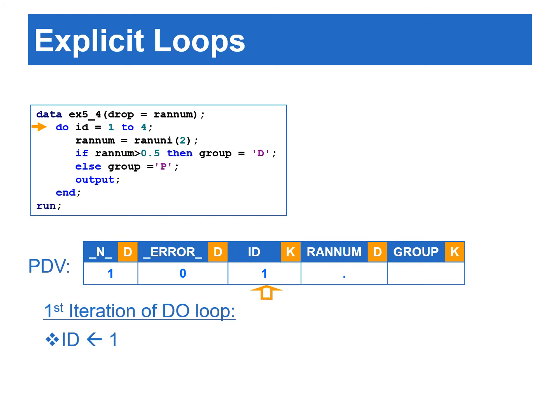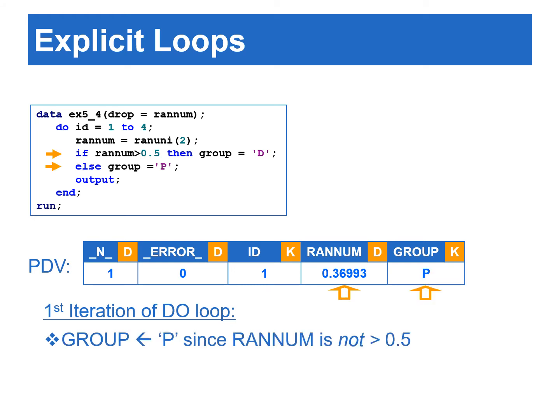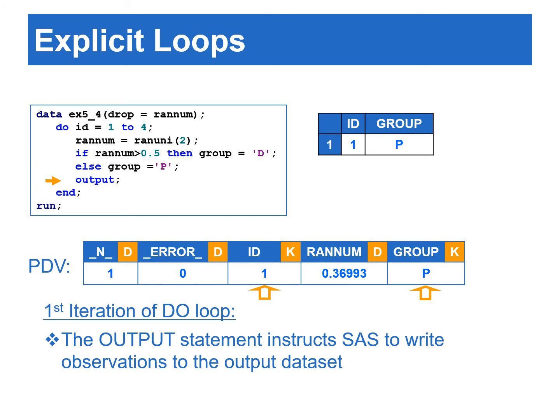At the beginning of the first iteration of the do loop, ID is assigned with value 1. Random is generated. Since random is not greater than 0.5, group is assigned with p. The output statement copies the variables marked with k in the PDV to the output dataset.